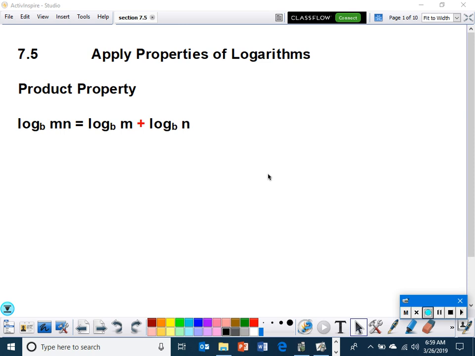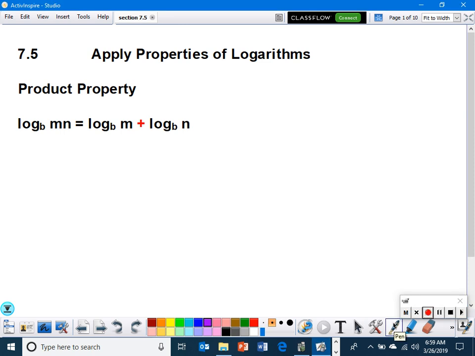In this first example, we have what's called log base b of m times n. If you look, the rule here is saying that we can split that up and say log base b of m plus, notice the plus sign, log base b of n. All right, let's look at a couple of other examples and let's put numbers in them.